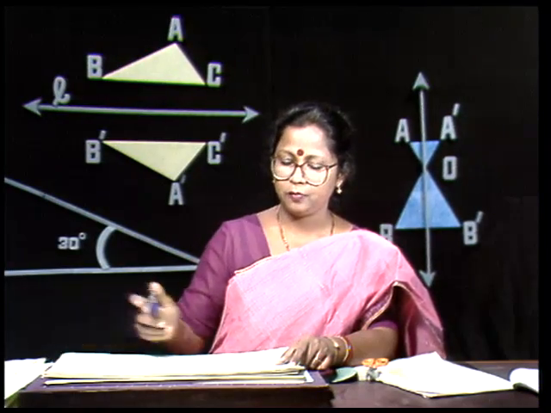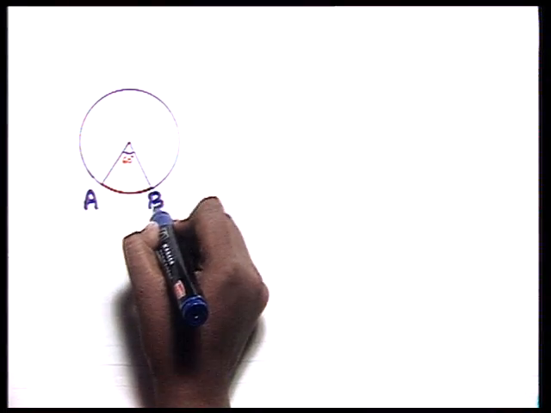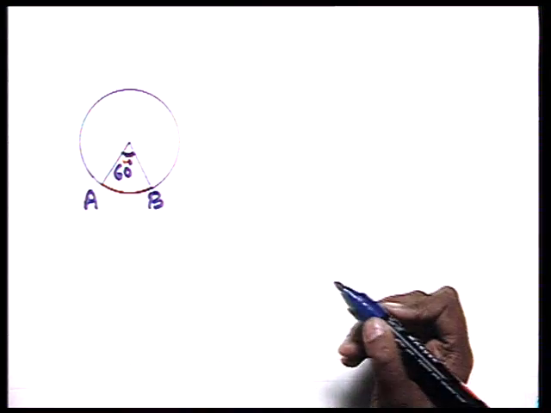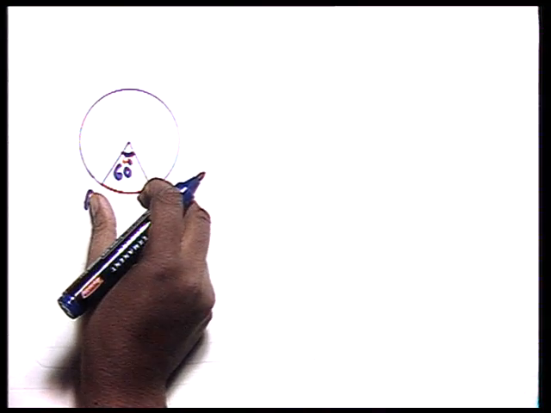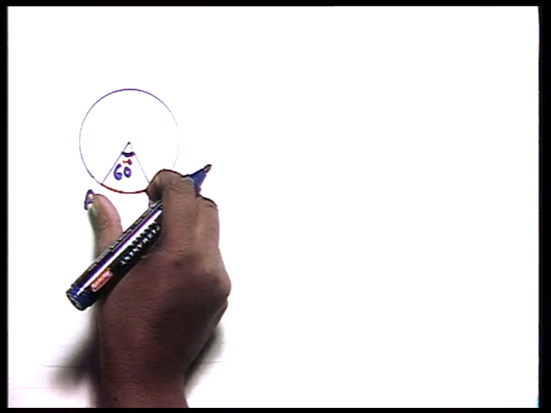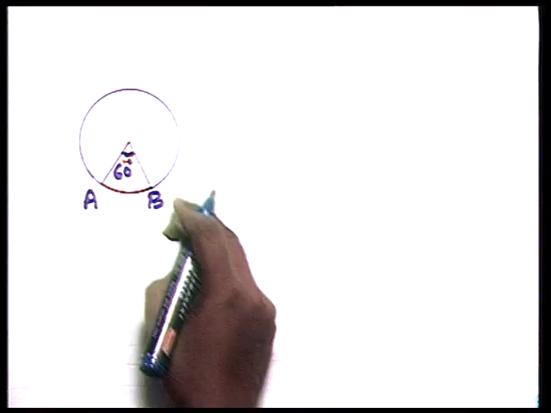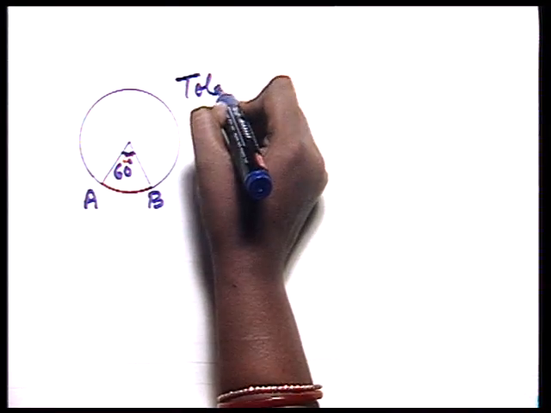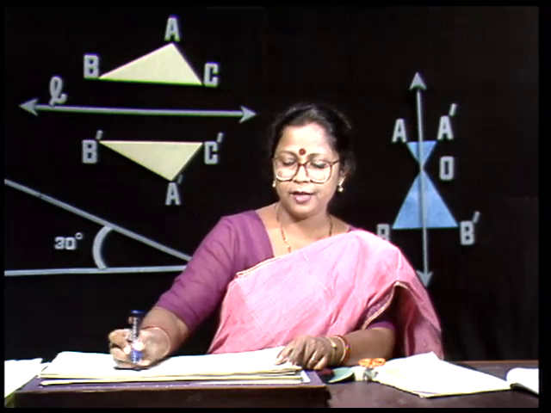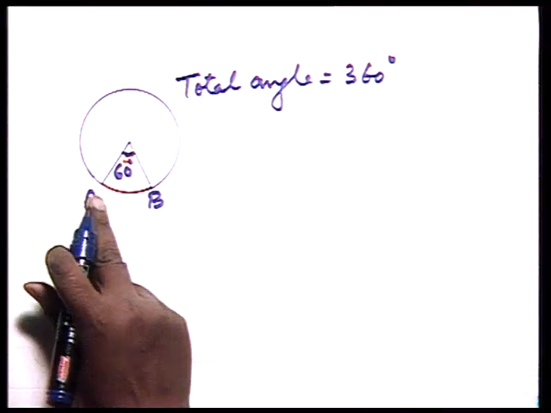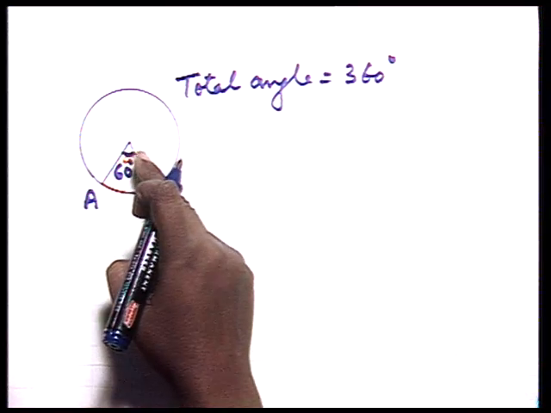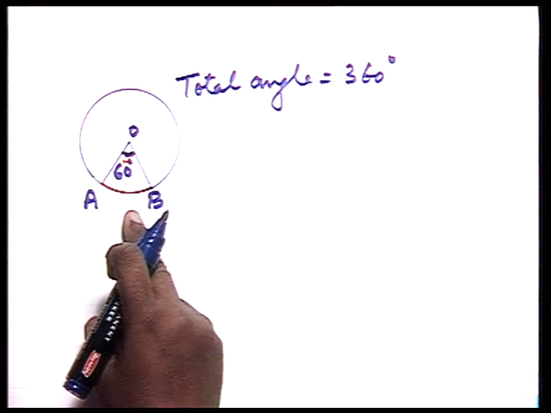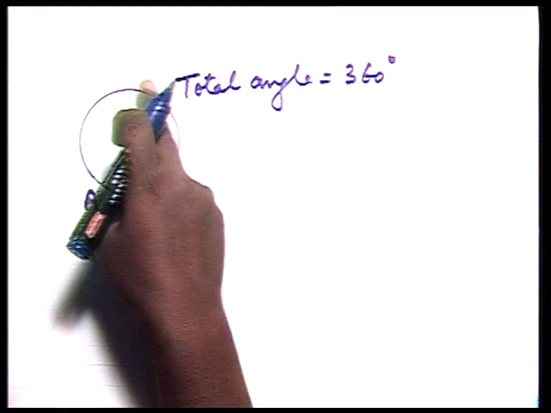Can you tell what will be the length of this arc AB, which is making an angle of 60 degree at the center? Think what part of the whole circle is this arc. The total angle subtended by the whole circle at the center is equal to 360 degree, and this arc AB is subtending an angle of 60 degree at the center O. That means, the arc AB is 1/6 of the whole circle.